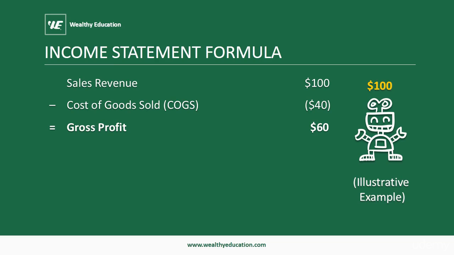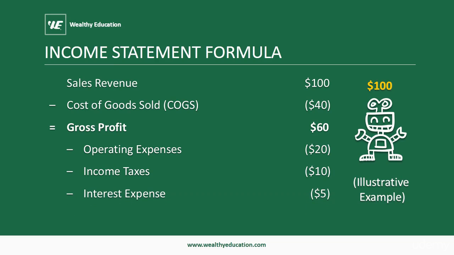Again, it's still not the actual profit that you've made because there are some more types of expenses that you need to take away from your revenue. Let's imagine when you sell a product, you need to spend some money on marketing and selling it. Such expenses are considered operating expenses. And in addition, you'll have to pay the income tax. If you borrow money to manufacture the product, you'll have to pay some interest expenses.